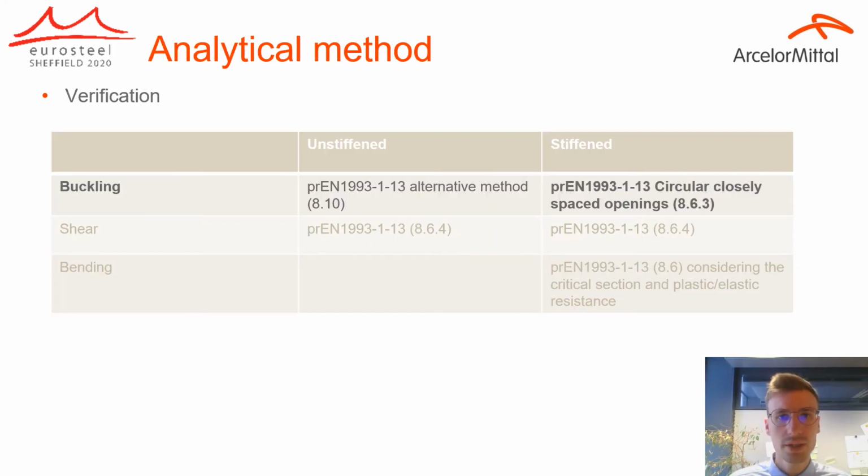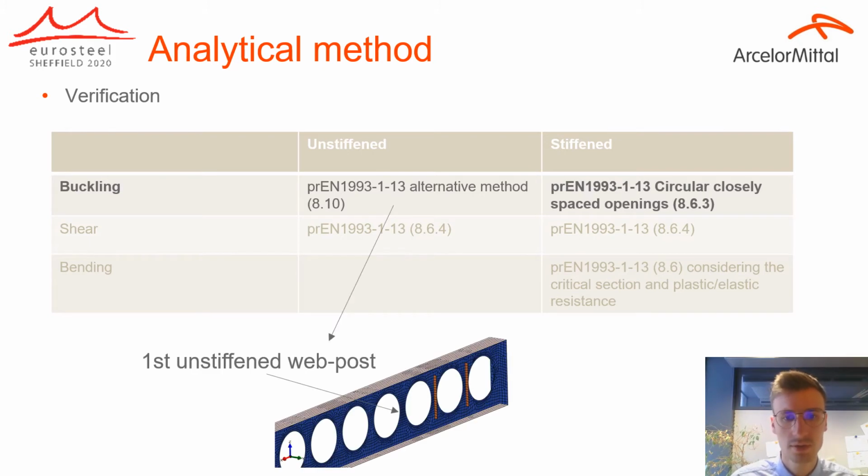If we go through analytical verifications, three of them are performed to verify the web post resistance. The first one is buckling, then shear, then bending. Just a small parenthesis, two methods are described in Eurocode 3 1-13, one in the core of the text, and another one which is an alternative method. The alternative one is a bit more complicated, but also a bit more optimized, and we advise using it if you want to have the most optimized design for a stiffened web post. And we adapted the most simple one for the stiffened web post.